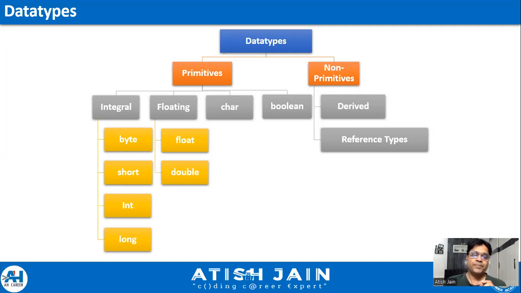Byte is going to occupy only one byte of space in the memory. Short is going to occupy 2 bytes, int is going to occupy 4 bytes, long is going to occupy 8 bytes. Float is 4 bytes and double is 8 bytes. Float and double are used to store decimal values, whereas byte, short, int, long are used to store whole numbers. Character is for storing one single character, and Boolean is to represent true or false.